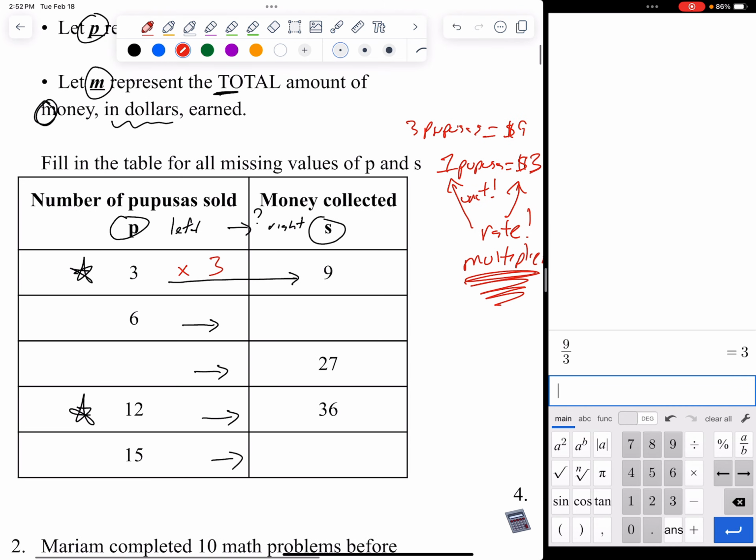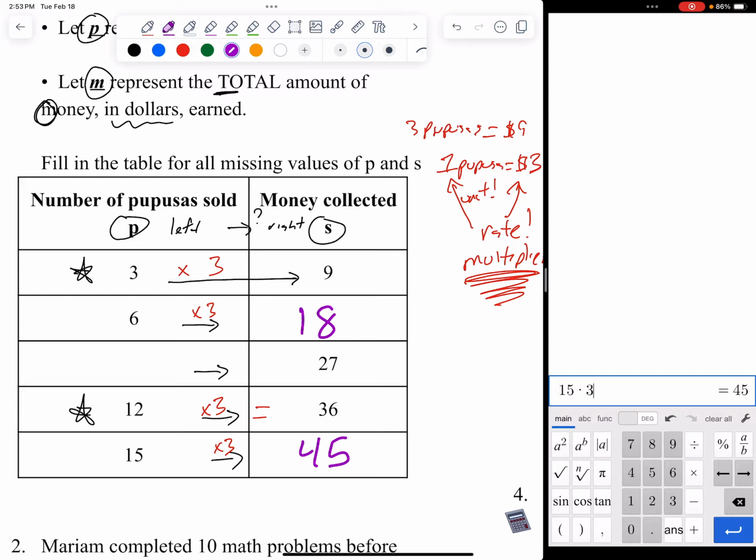So 3 times 3 equals 9. Well, let's try the 12. Does 12 times 3 equal 36? So 12 times 3 equals, yes it is, 36. So if I want to go left to right, I have to multiply by 3. So 6 times 3 equals 18. Let me double check. 6 times 3 is in fact 18. So 15 times 3 también. I'm going to put that on the calculator. 15 times 3 is 45. So I'm going to put a 45 there. And notice I'm doing a different color just so you can see which ones are put in there.